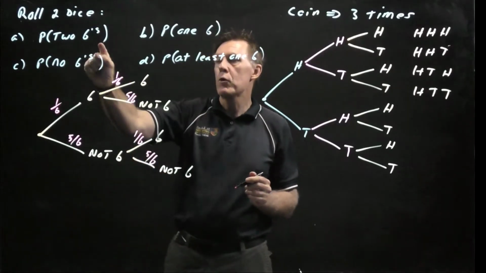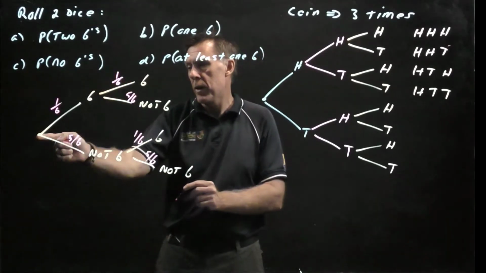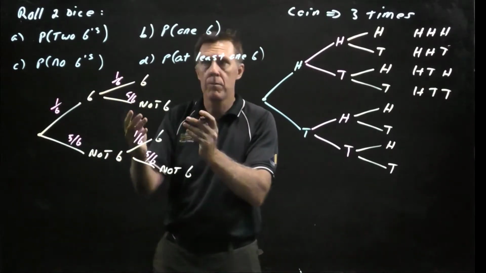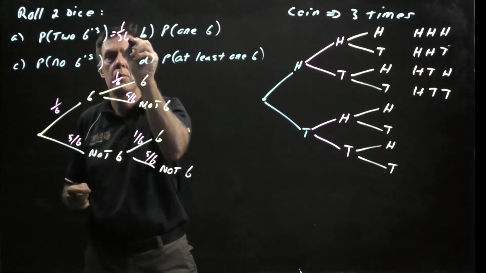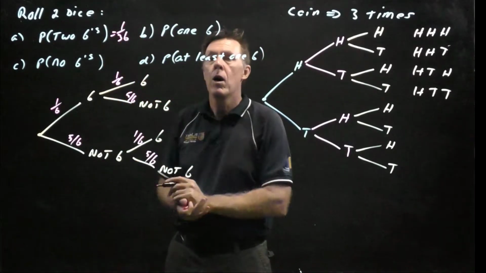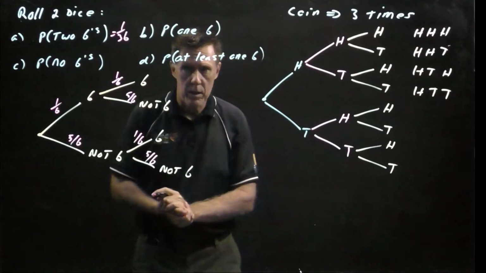So the first one, probability of getting 2 6s. Trace that branch. Here's this top branch. 1/6, 1/6, times them together. 1 on 36 is your probability. B, probability of getting 1 6.